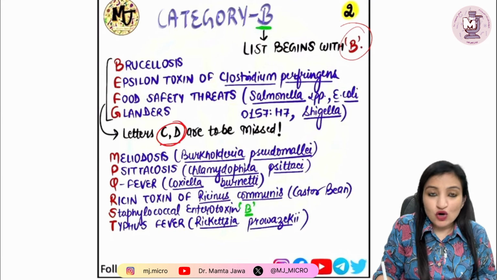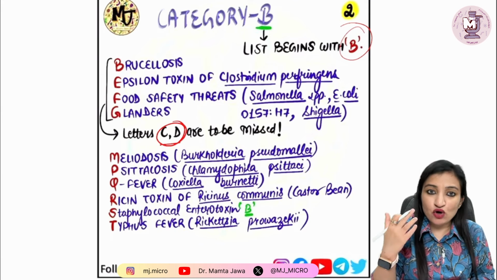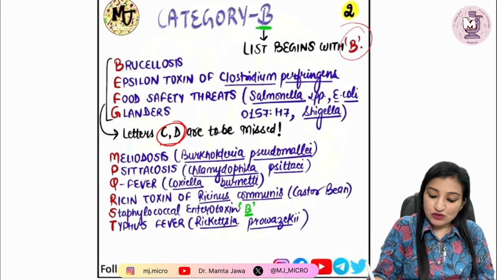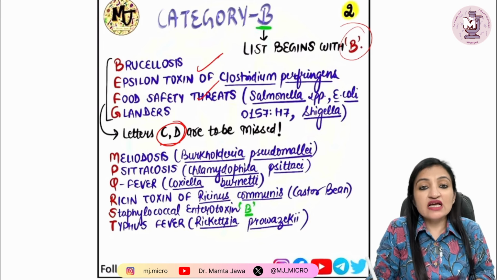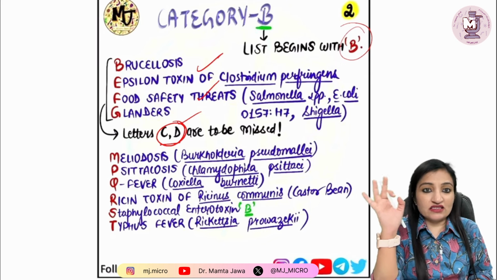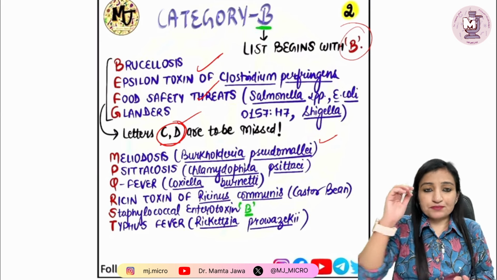C और D को भूल जाओ. आजकल कॉम्पैक्ट डिस्क को यूज़ नहीं कर रहा है ना, आज तो स्पॉटिफाई का ज़माना है, तो C और D, कॉम्पैक्ट डिस्क को भूल जाओ. फिर D के बाद क्या आता है? EFG. E से एप्सिलॉन टॉक्सिन, F से फूड सेफ्टी थ्रेट्स, G से ग्लैंडर्स. Then MPQRST, मेलियोडोसिस caused by Burkholderia pseudomallei.